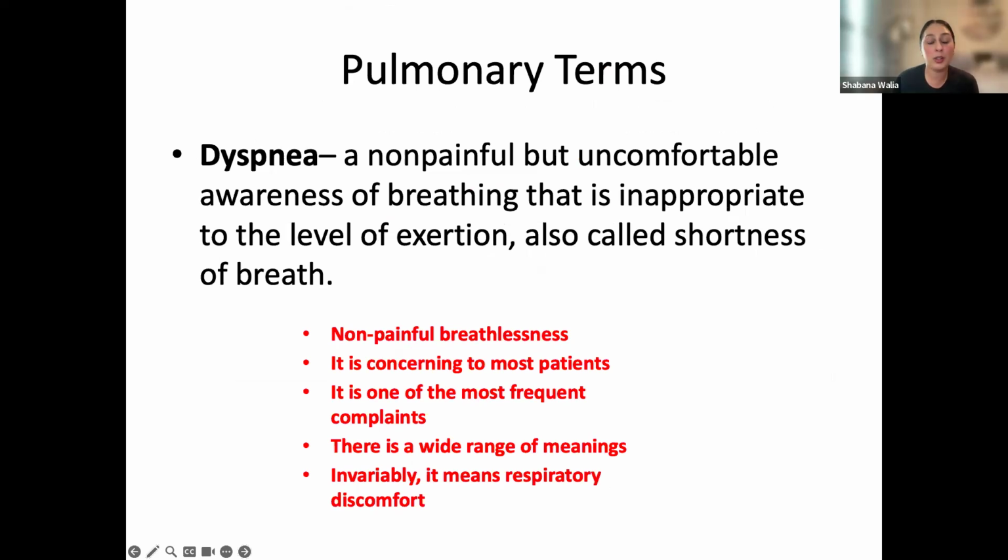Pulmonary terms continued. So dyspnea. I think dyspnea is probably one of the most telltale signs that something is wrong with your patient. This is one of those respiratory symptoms and signs on the exam that you can see if you sit there and observe. Okay, and this is that non-painful breathlessness. So it's really, really important to watch for dyspnea. This is an uncomfortable awareness of a patient's breathing, where it just doesn't seem involuntary anymore. They're concentrating on it.